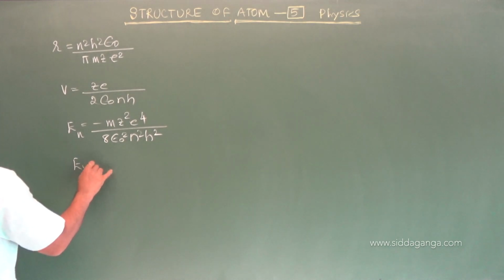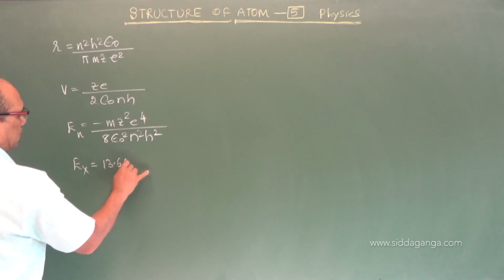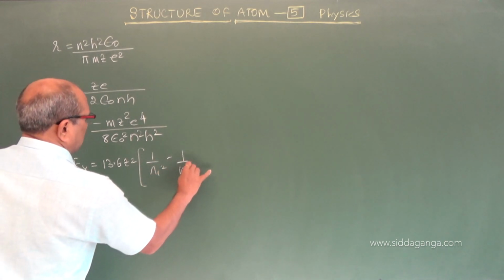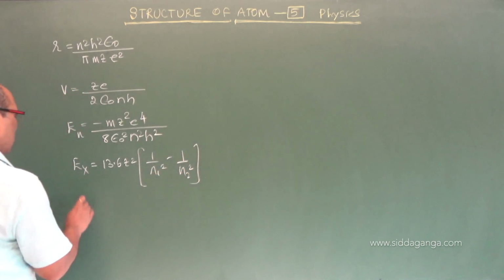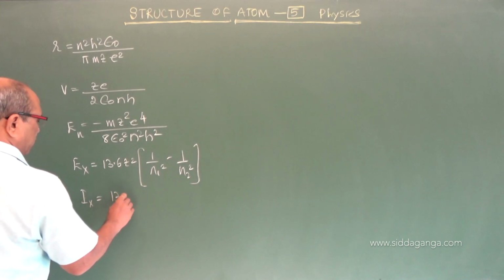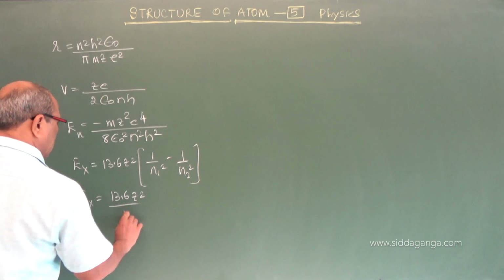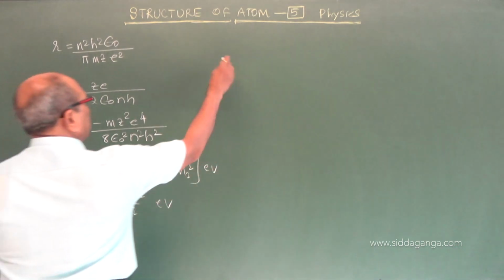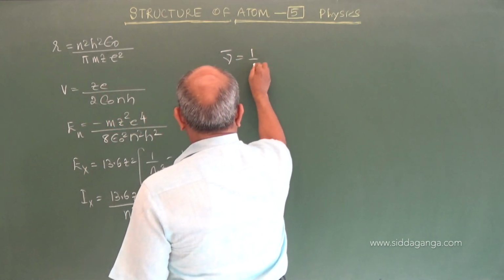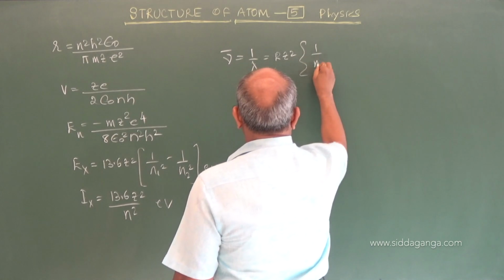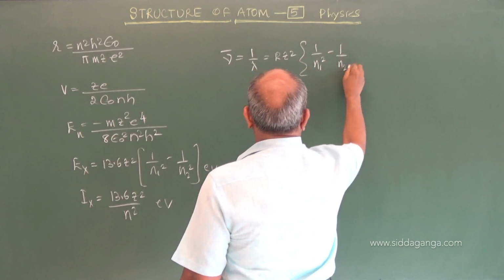Again, for excitation energy the expression we took is z square into 1 by n1 square minus 1 by n2 square. And ionization energy for any atom is 13.6 z square by n square in electron volt. And even the wave number expression, 1 by lambda, the reciprocal of wavelength, and also the frequency expression we derived.